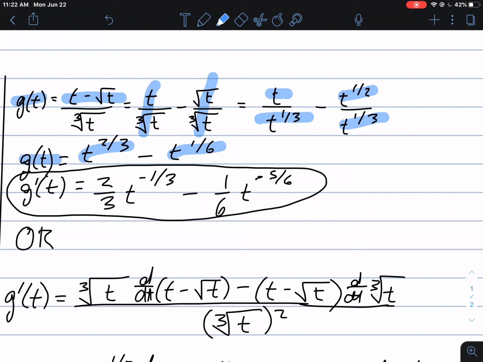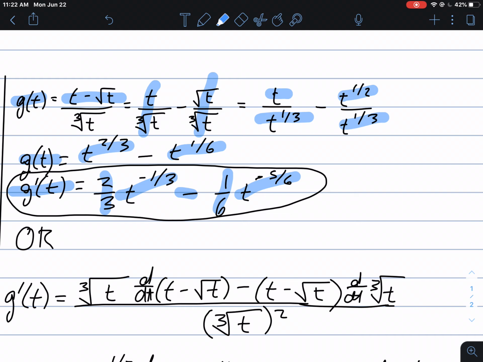Now all of this is rewriting g of t. Notice I haven't done anything to find a derivative yet. All I've done up to this point was take that original function and write it into a different form. And the advantage here now is, look, I'm just dealing with a basic power function, power rule. So I can find the derivative of t to the 2/3, multiply by 2/3 and decrease the exponent by 1, subtract 1 from 2/3, and I've got negative 1/3. So I've got 2/3 t to the negative 1/3 minus, and again, multiply by the exponent and then decrease by 1, so 1/6 minus 1 leaves me negative 5/6, and there's our derivative.